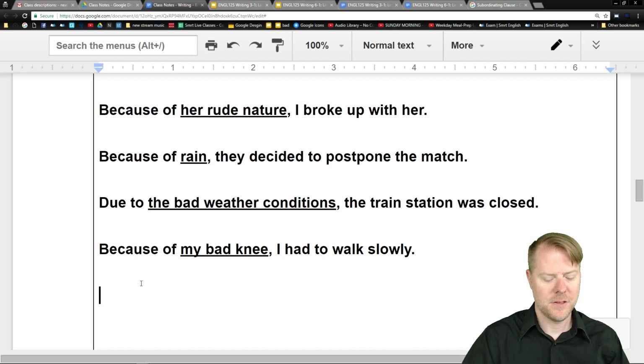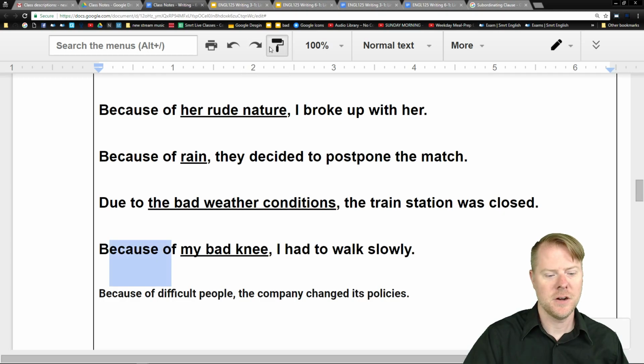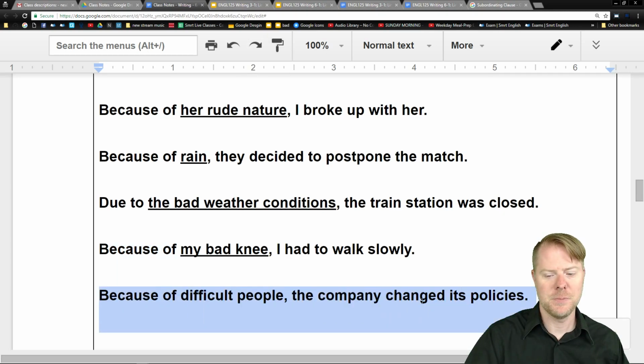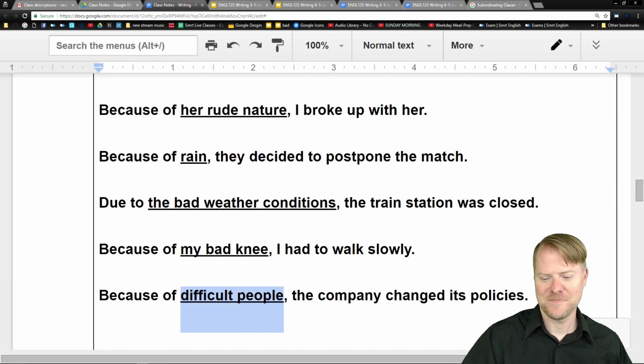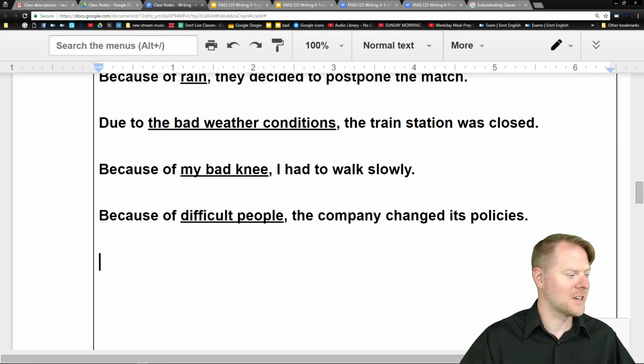JB, you have another example sentence here. Because of difficult people, the company changed its policies. I guess difficult people can cause a company to change its policy.